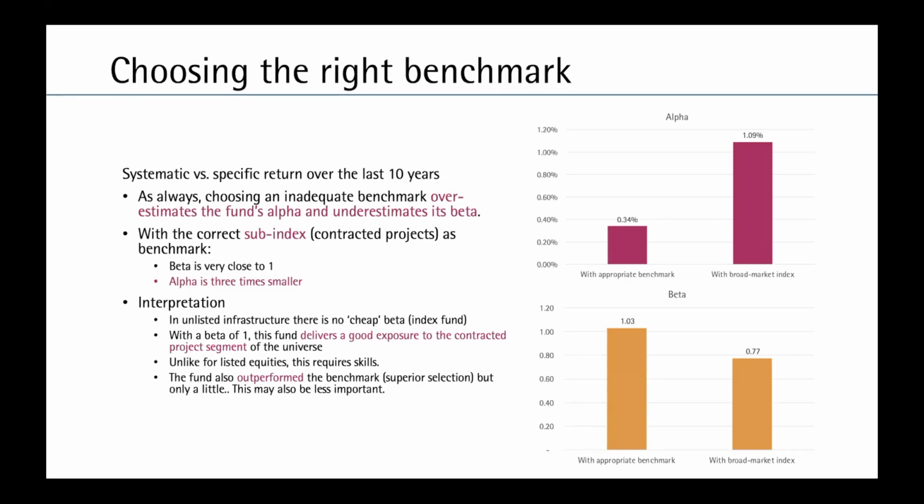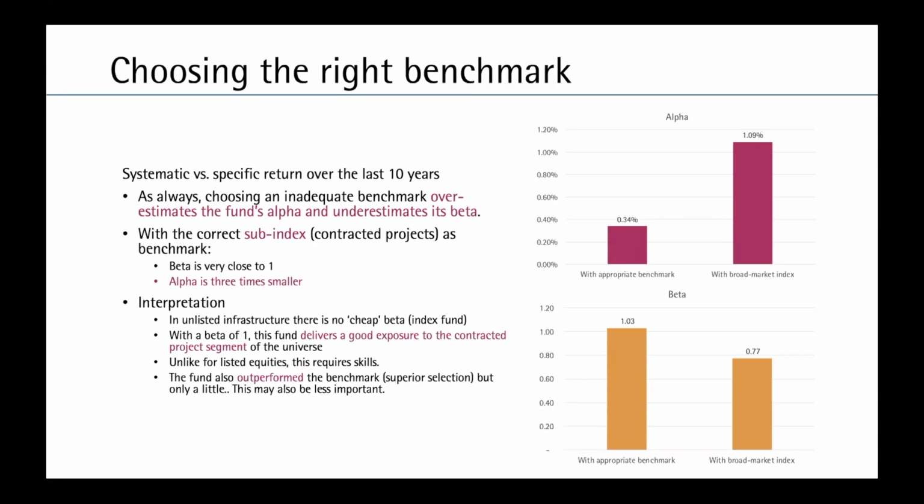So in this case, we're going to use what we consider to be the appropriate benchmark. And you can see that there's a big difference, right? So if you regress the returns of this fund or this portfolio against the broad market benchmark, you get a high alpha and a low beta. And as is often the case, if you use the wrong benchmark, you underestimate beta and you overestimate alpha. This is a classic story.